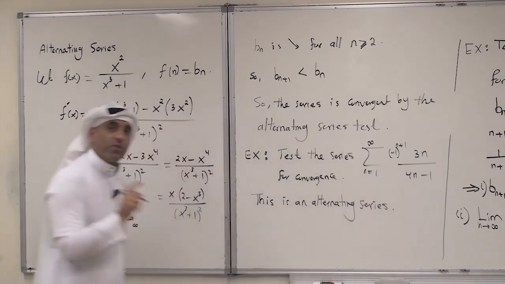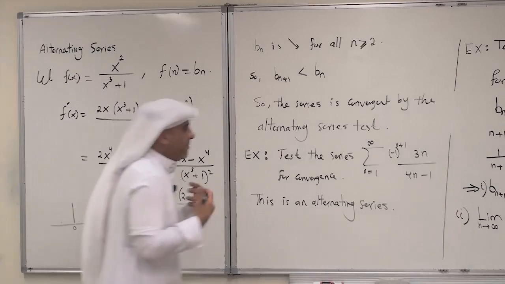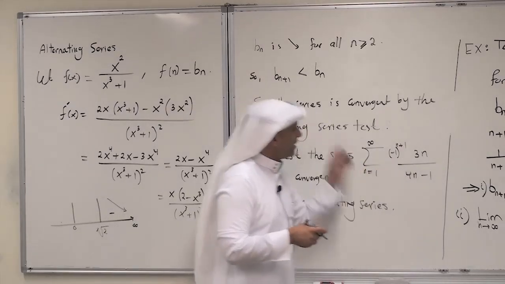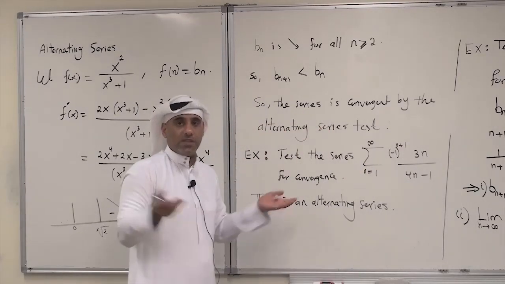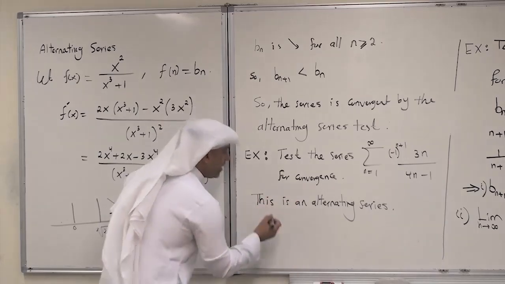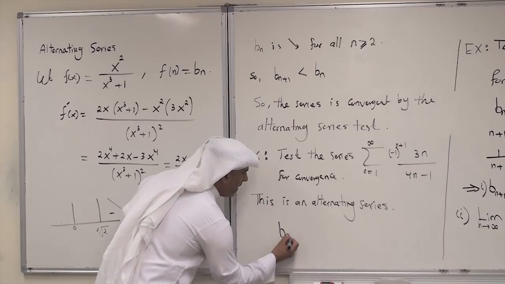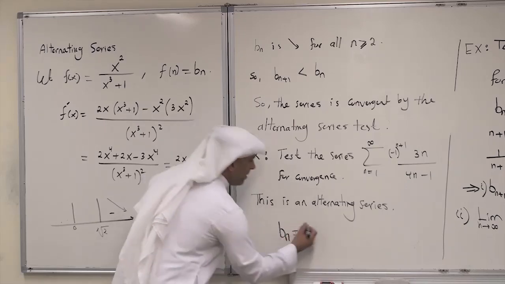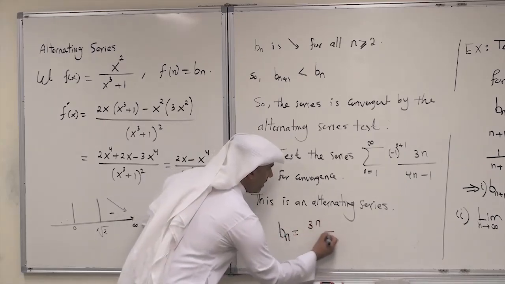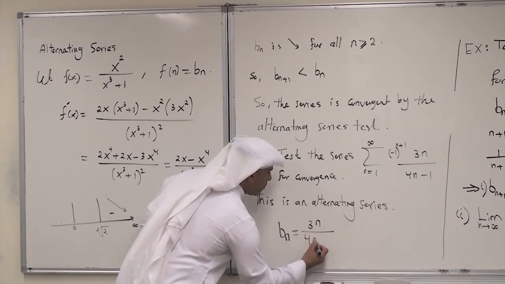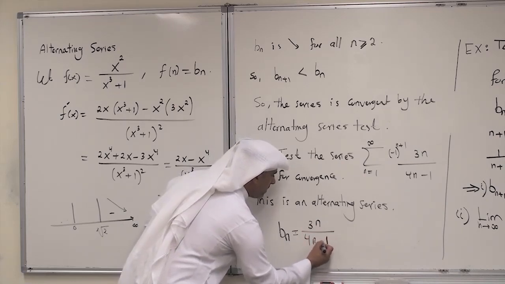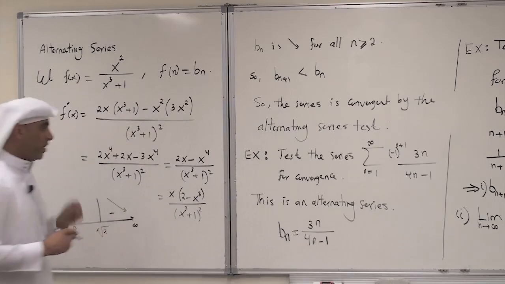I prefer always to start with the second condition. This is myself, okay? I start with the second condition. If it is there, then I move to the first condition and show it is decreasing. Now, what do we have for Bn? Bn here is equal to 3n divided by 4n minus 1. We need to be careful here.